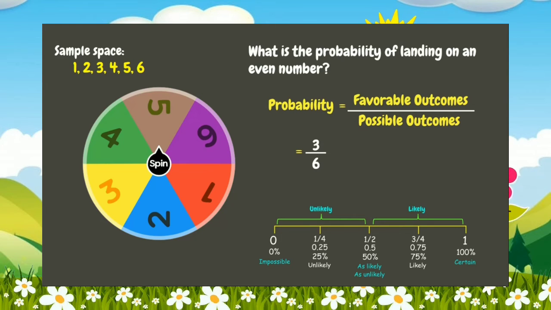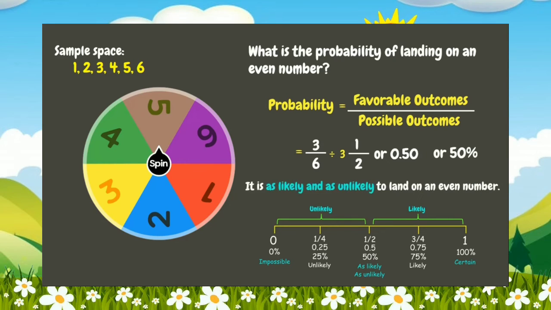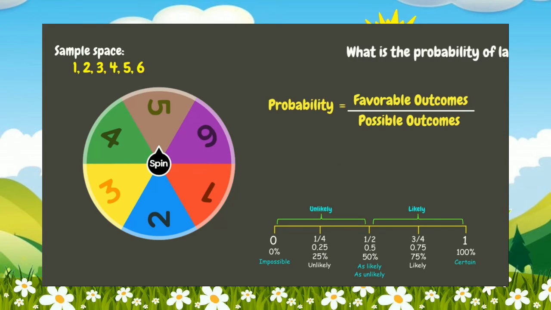Okay, again, what do we need to do? Lowest terms. We divide by 3. Very good. 3 divided by 3 is 1. 6 divided by 3 is 2. 1/2 in fraction form. So, in decimal, it is 0.50, 50% in percentage. Very good. So, it is neither likely nor unlikely to land on an even number. Very good.